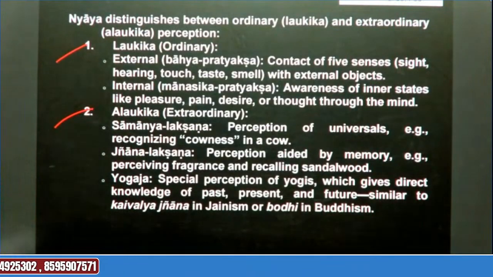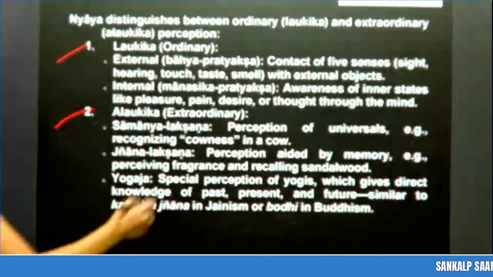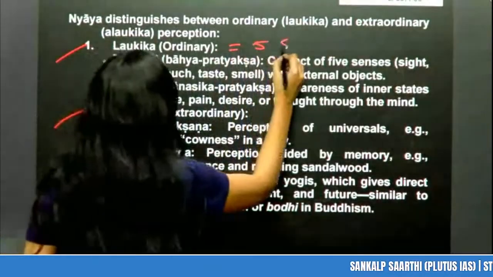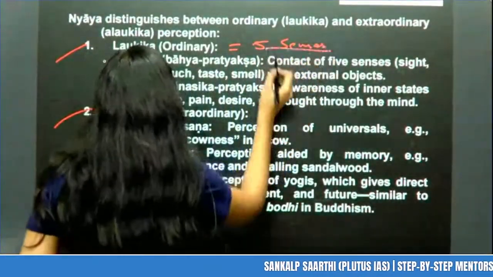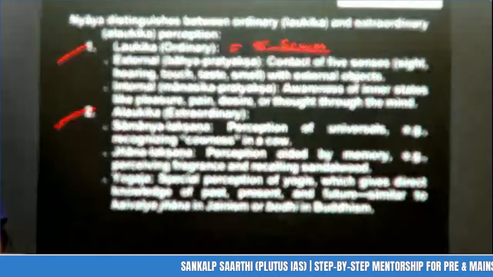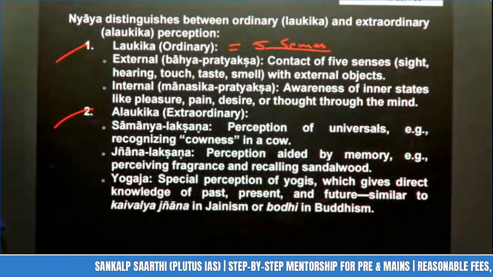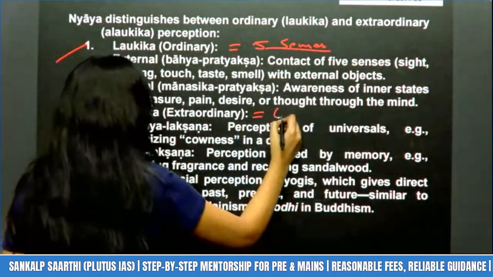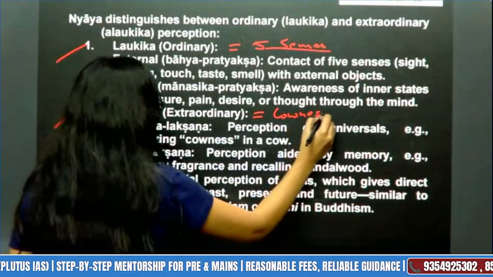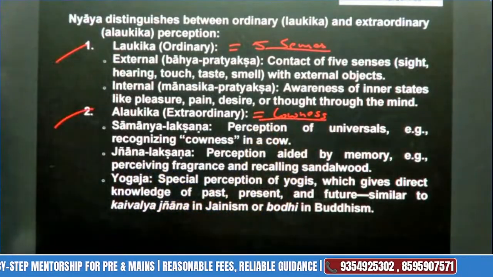Then types of perception, we have laukika and alaukika. Laukika is external, via pratyaksha, contact of 5 senses. And what is alaukika? It's perception of universals. Example, recognizing calmness. Right? It's universals.